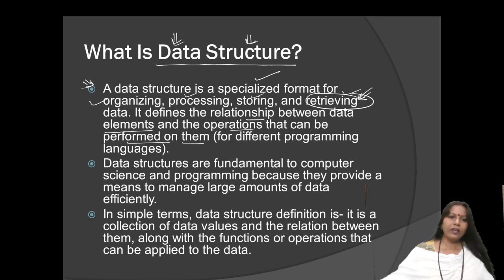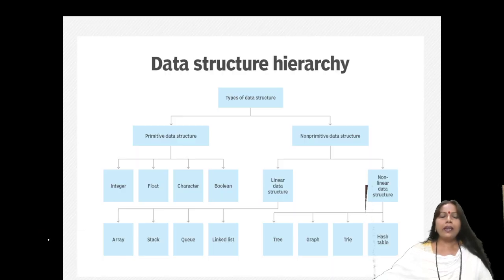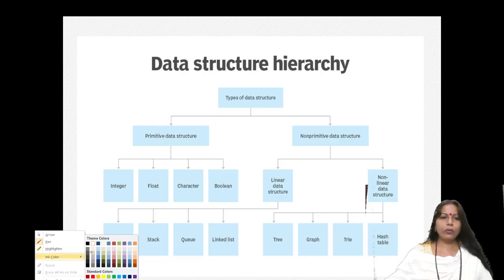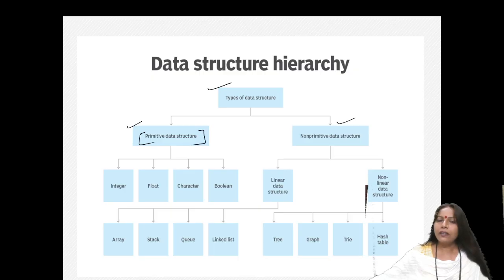Okay, now this is the hierarchy of data structures. Note these types of data structure. The first one, primitive data structure, and the second one, non-primitive data structure. If I talk about a primitive data structure, then integer, float, character, and boolean data types are the examples of primitive data types.